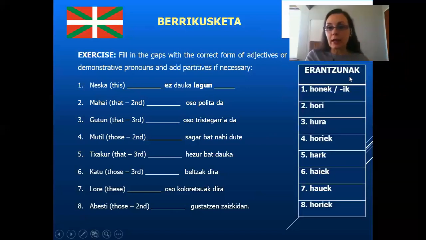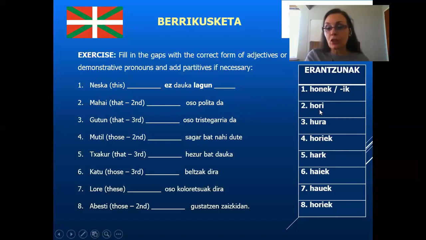Right, erantzunak, answers. Neska honek ez dauka lagunik. This girl doesn't have any friends. Honek because it is a nork. What doesn't she have? Friends. Friends is your direct object, so have is a transitive verb. So we use the nork case, and we put ik because it's a negative, and we are using the partitive case.